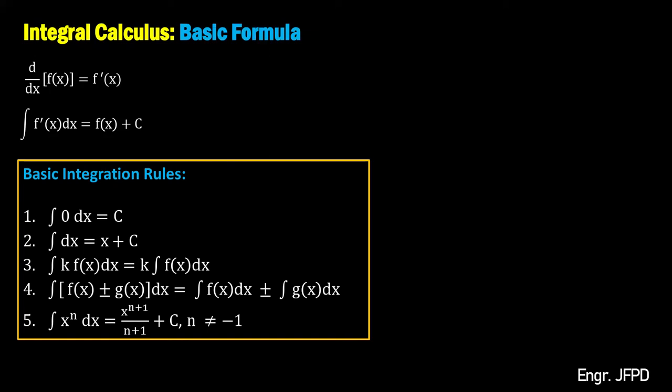Then for our formula number 5, for the integral of x raised to n dx, this is equal to x raised to the exponent of n plus 1 all over n plus 1 plus c, wherein our n is any exponent except negative 1. Because if n is negative 1, you will see that the denominator will become equal to 0, and it will give us a value of undefined. And this formula number 5 is known as the power formula in integral calculus.